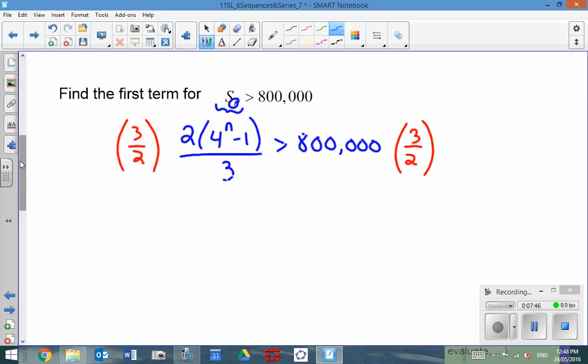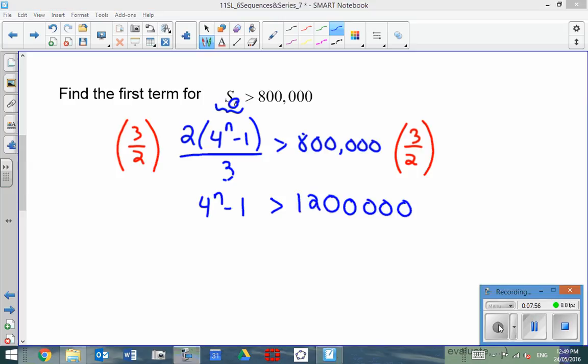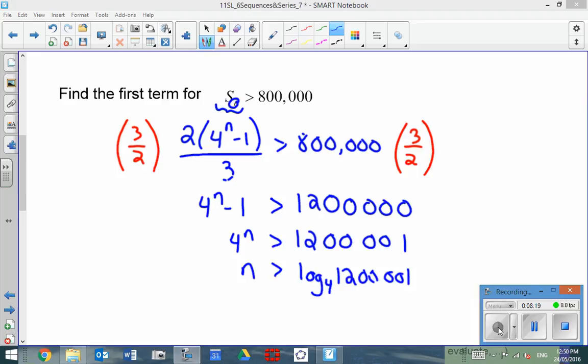And you guys are left with 4 to the n minus 1 is greater than 1,200,000. I'm going to go ahead and add 1 to both sides. So I'll have 4 to the n is greater than 1,200,001. And now that we've done our log chapter, I can actually rewrite so I can isolate my n using logs. So just changing from exponential form to logarithmic form.